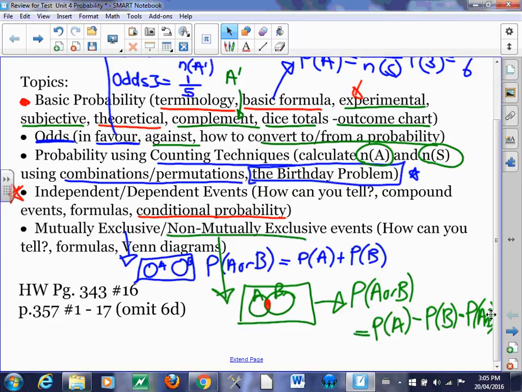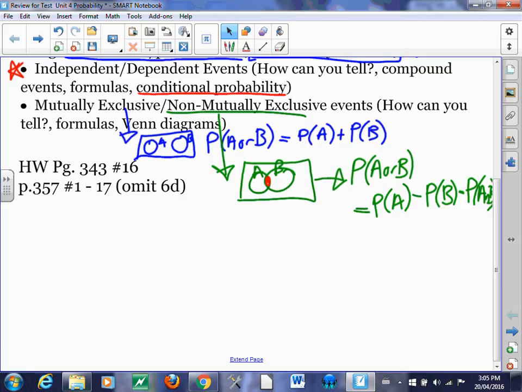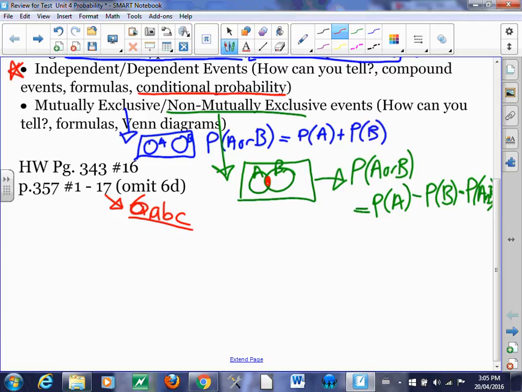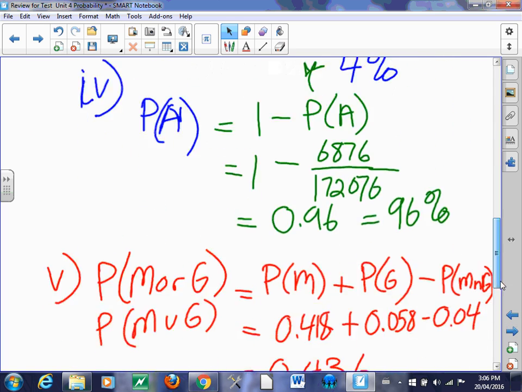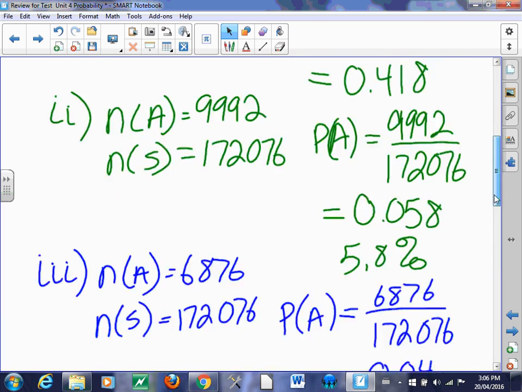So, ladies and gentlemen, taking a look at your homework, it's page 343, number 16, and page 357, 1 to 17. There's a lot of these, folks. For number 6, I would say just do 6 A, B, C. And again, do whichever ones that you need help with. I realize with time restrictions you may not be able to get them all, but try that. I've also posted some homework question answers on the back here, just to help you if you need some help. So take a look at those, folks.